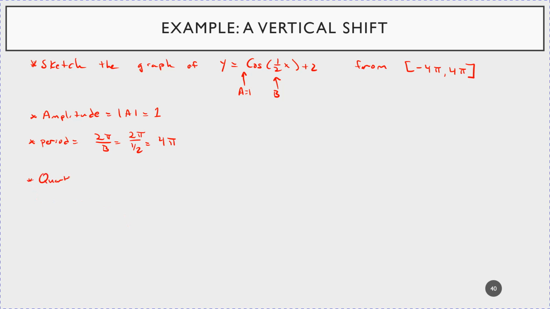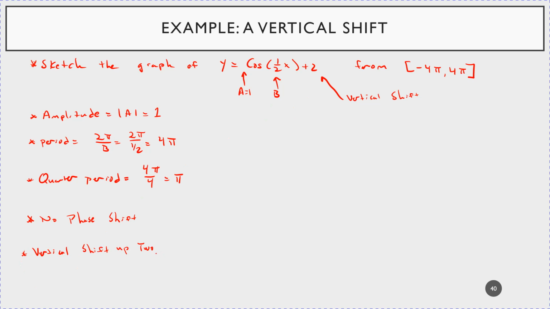Next, we have a quarter period. So you take this 4 pi and divide it by 4, and you get pi. And then what you can see here is there's no phase shift. But there is a vertical shift. So this plus 2 tells me a vertical shift. All right, so we have a vertical shift because it's positive, up 2 units. All right, so again, you're going to find the 5 key points.